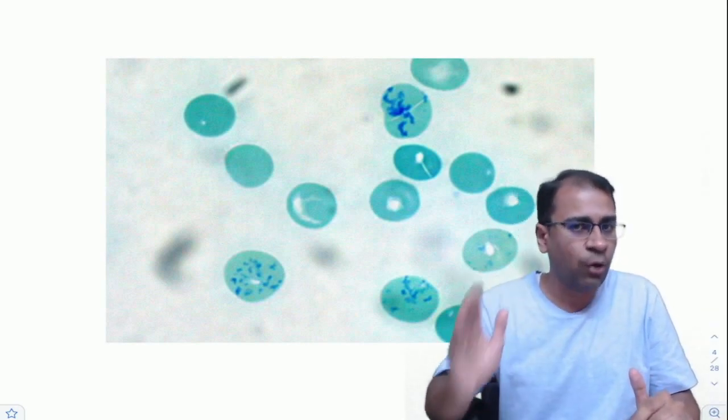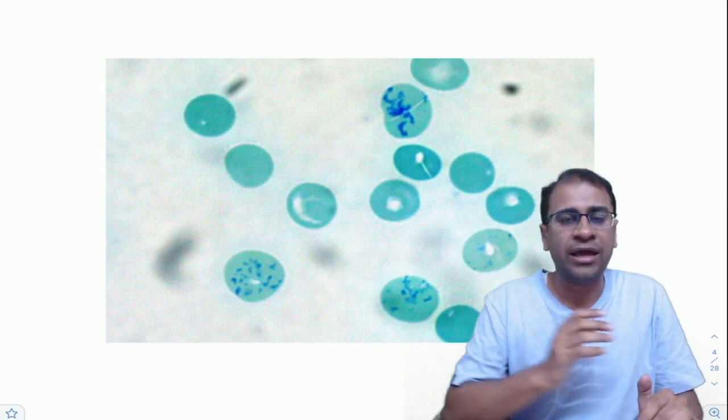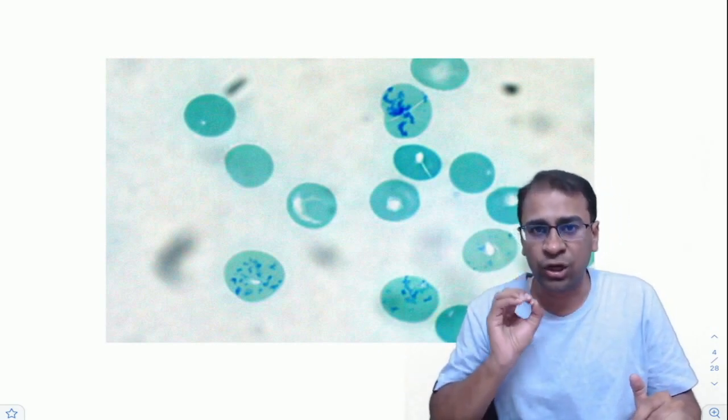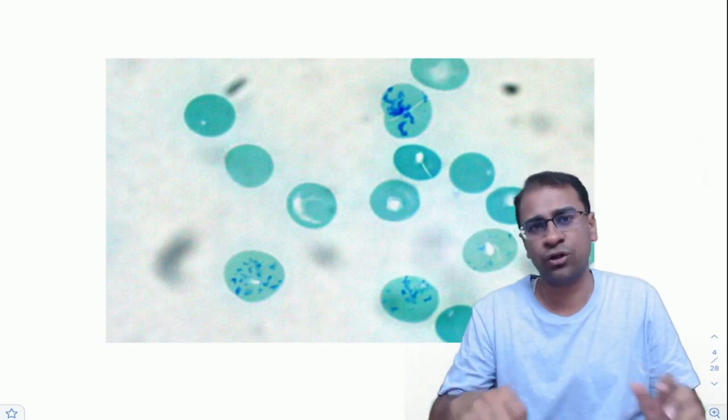Okay, a high retic count is seen in hemolytic anemia. A low retic count is seen in hypochromic anemia, but a normal retic count will be seen in most cases of normocytic normochromic anemias.